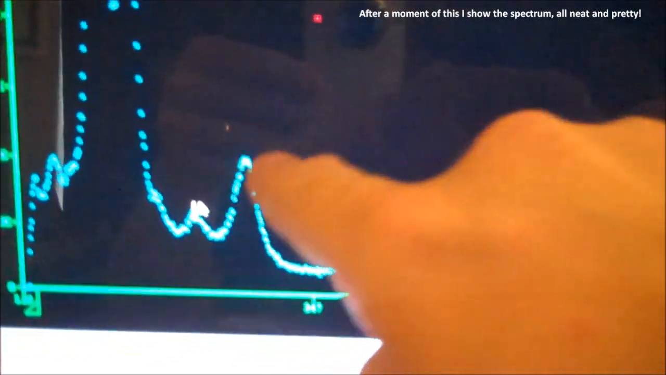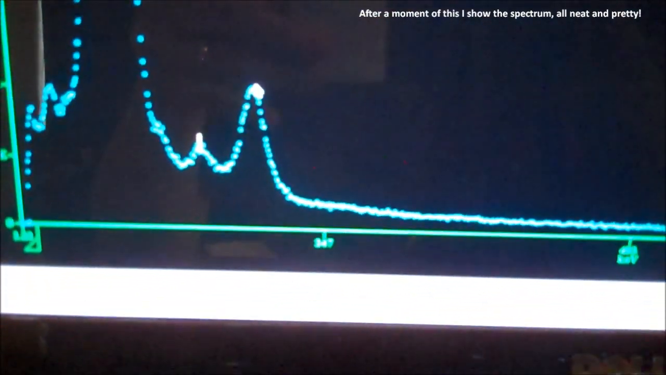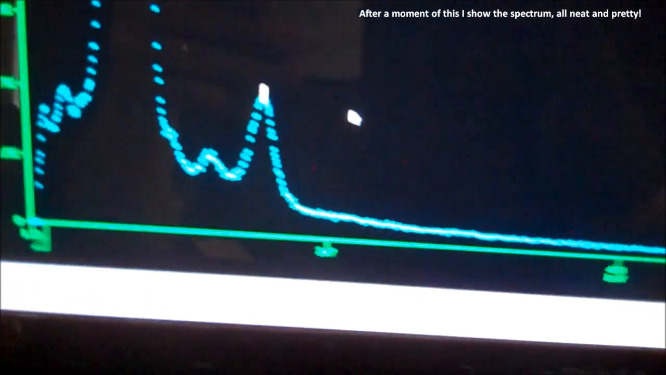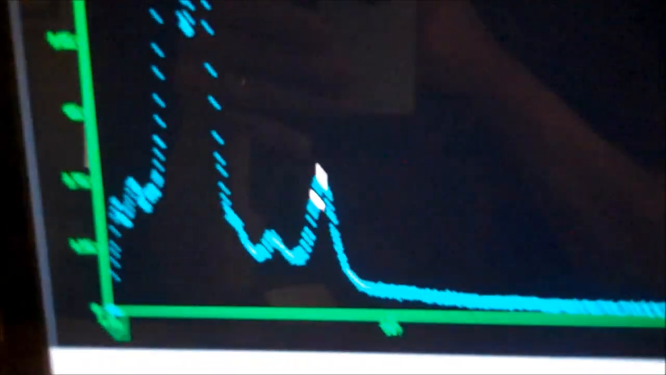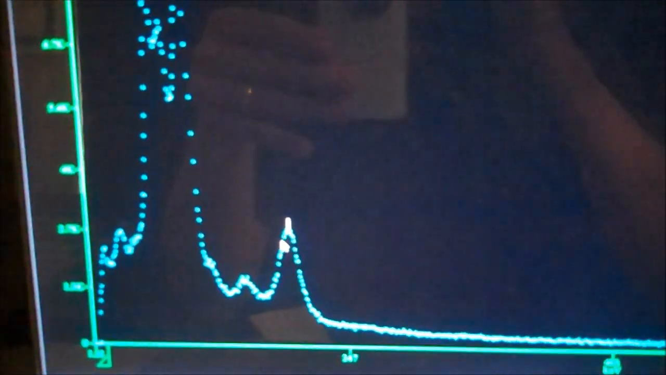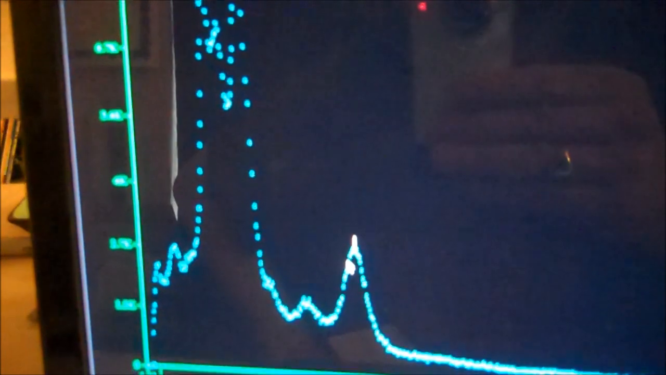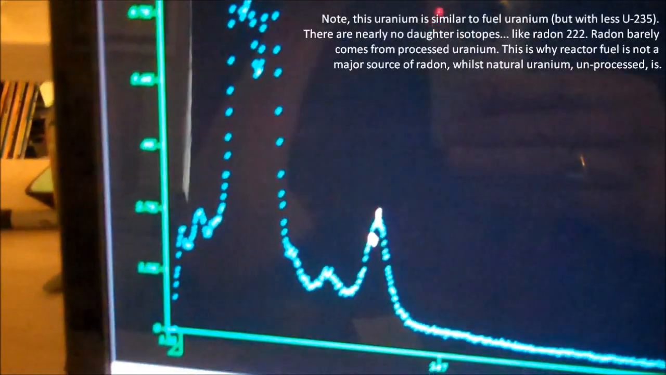Moving on down to this little guy right here, that's at 143.76 keV, and that's uranium-235 again. And now moving over to here, this big guy right here is at about 185.71 keV, and that's uranium-235. And uranium-235 is pretty high, so I'm going to go with this is probably natural uranium.